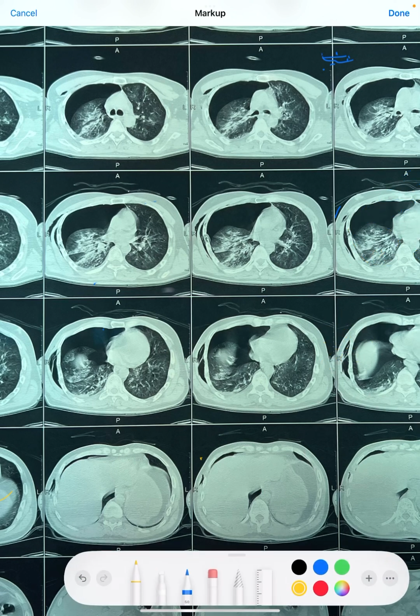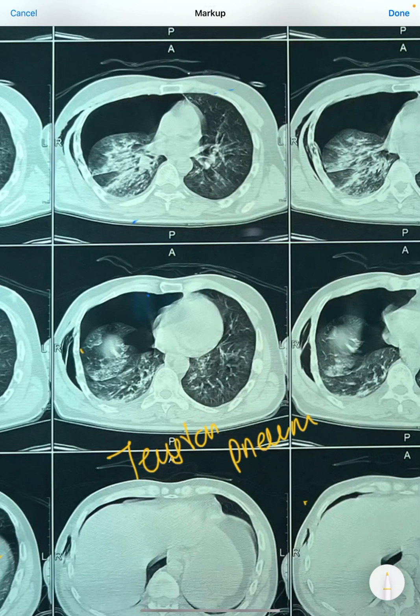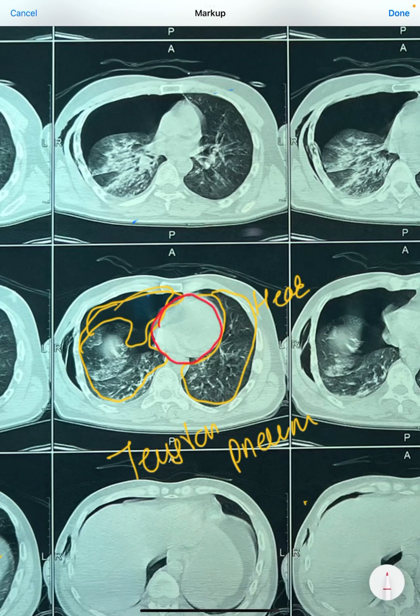Now, when do we call it tension pneumothorax? It's very simple. Whenever there is marked accumulation of free air outside the lung, compressing the lungs and compressing the heart as well. Because see, this is the left lung, this is the right lung, and where is the heart? This is all mediastinum, this is all heart.